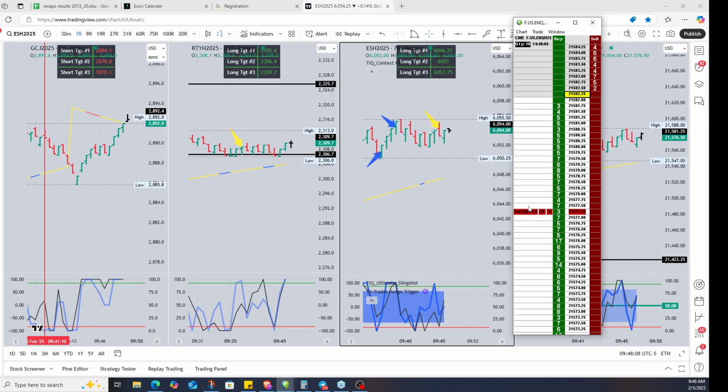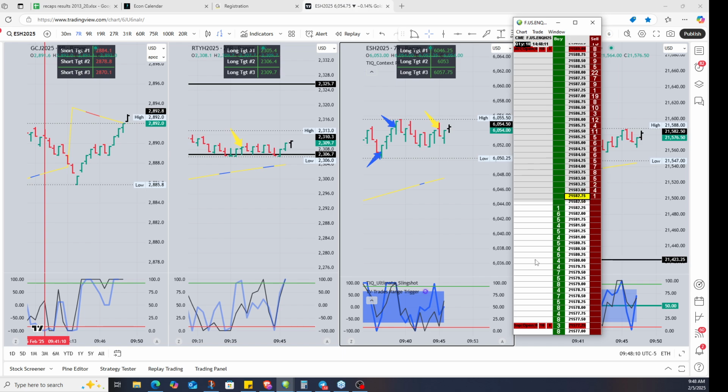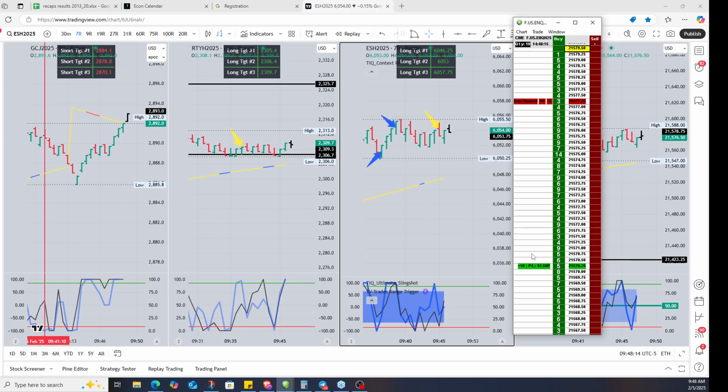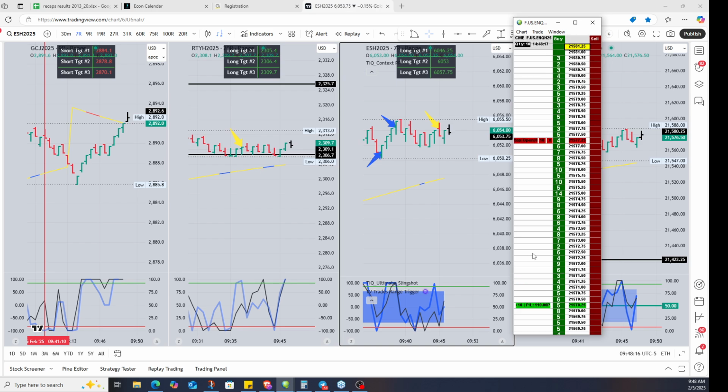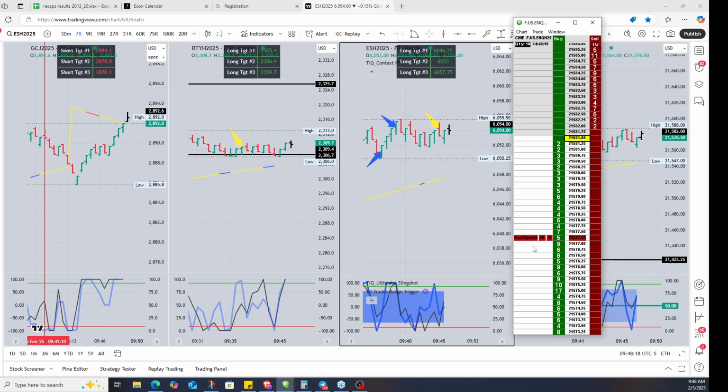Oops. Okay. So I don't know how many that is. Oh, where did we get in? We got in down there at 70.25. Okay, so that's 7 points.